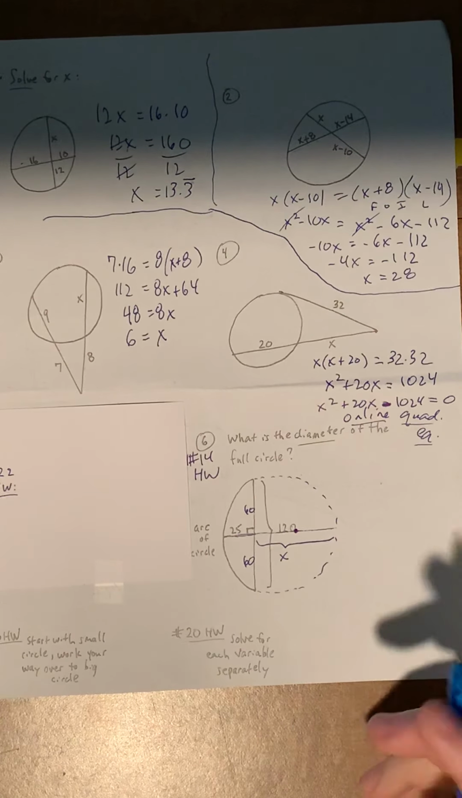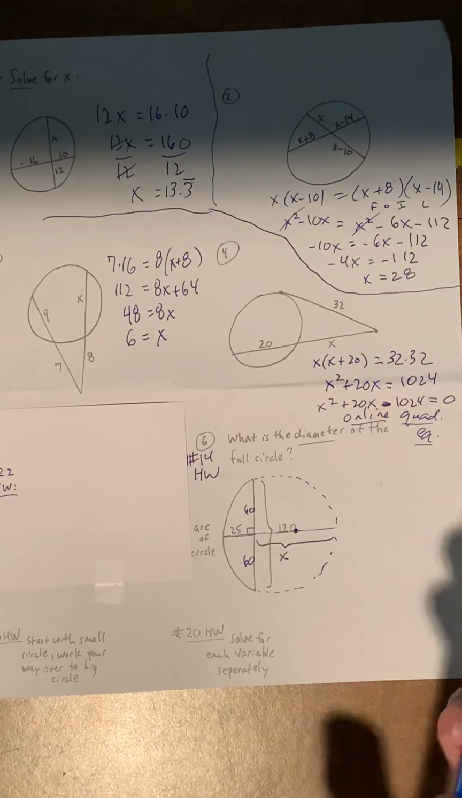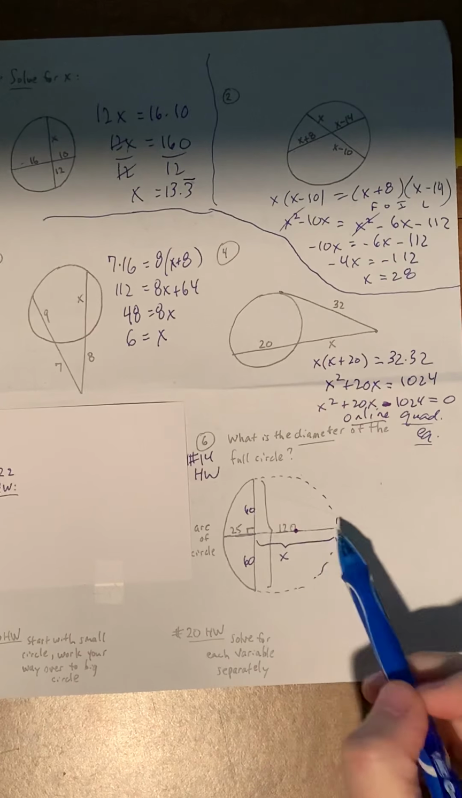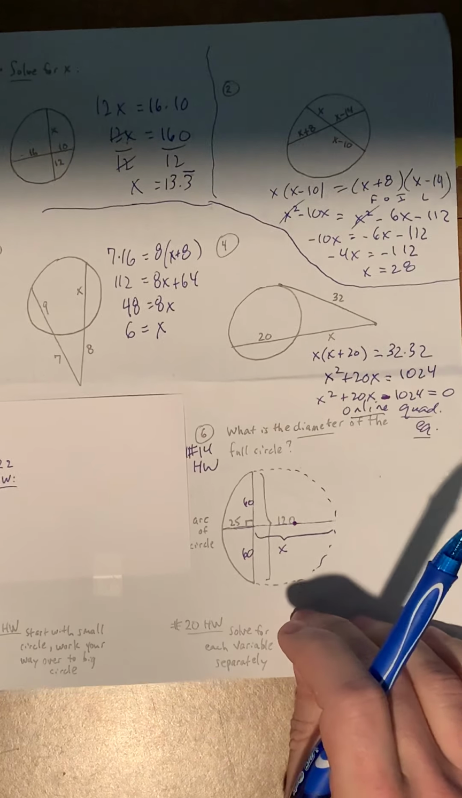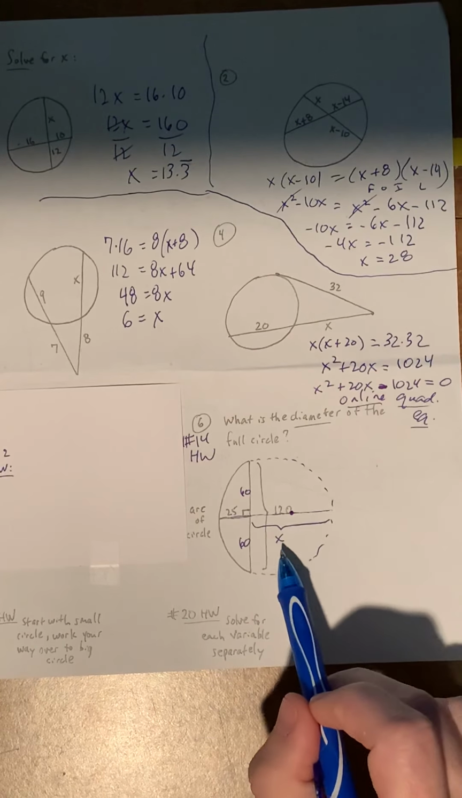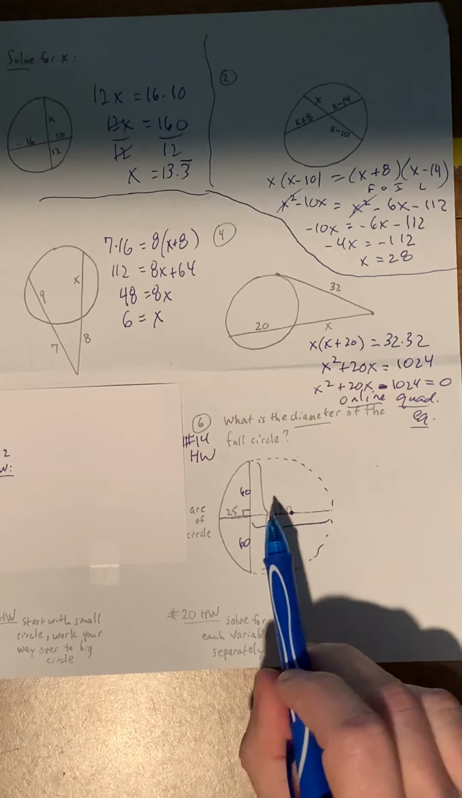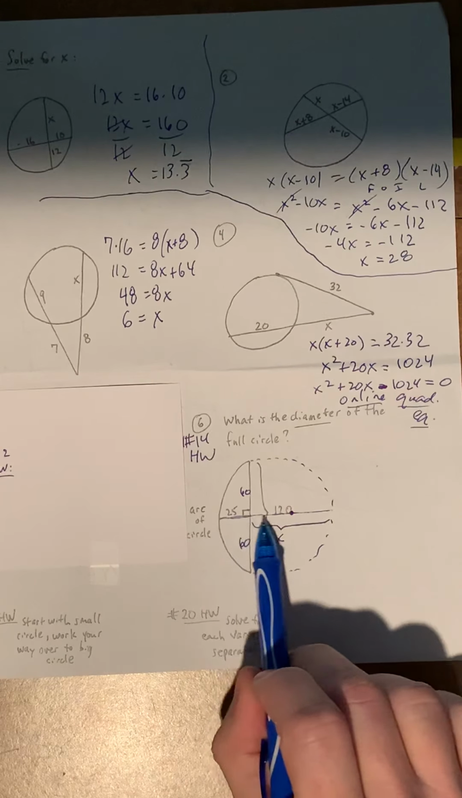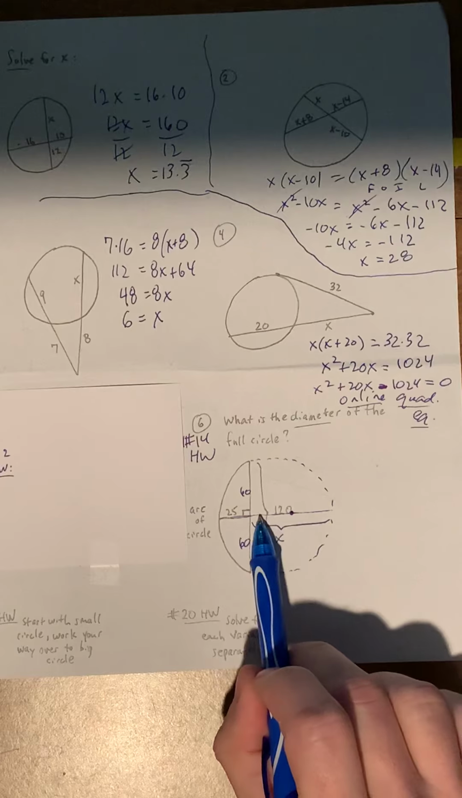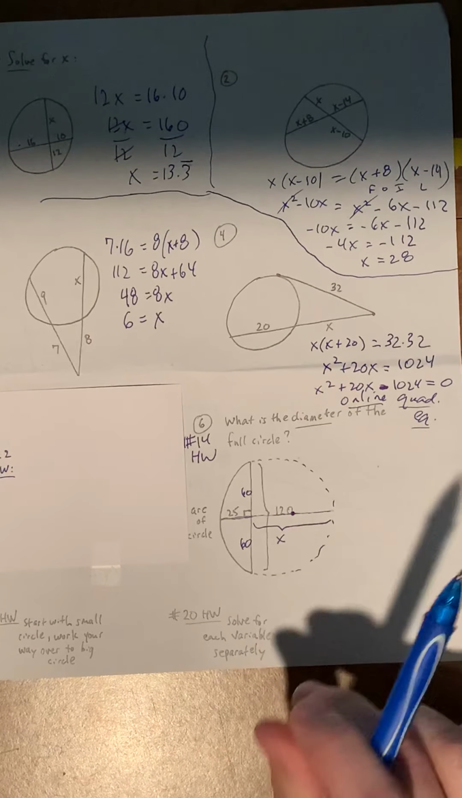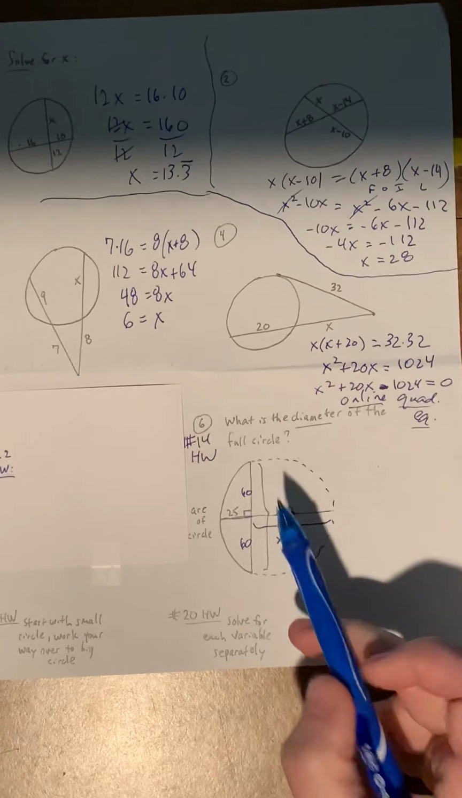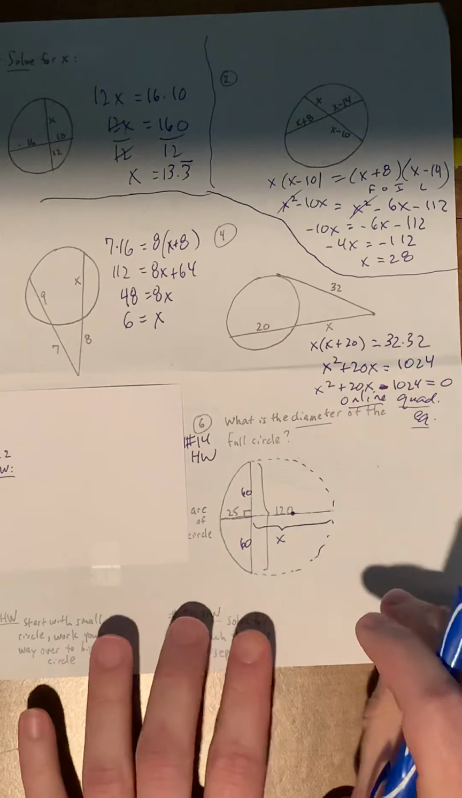All right, so now looking at this, this is rule number 1, 2 chords intersecting. So we're going to go ahead and solve this like we did in number 1 above. We're going to solve this for X, and then we can easily get the diameter of the entire circle by adding it to 25. Whatever X is we get, plus 25 is the entire diameter. And that's how you're going to do number 14 on your homework, similar to this one.